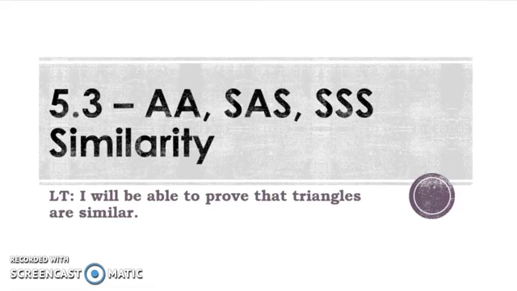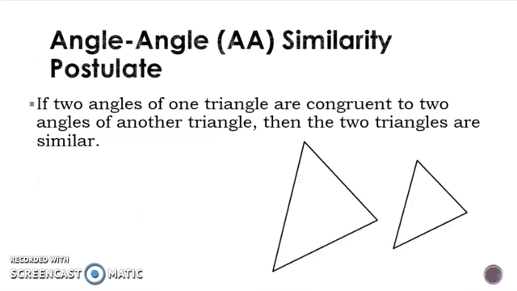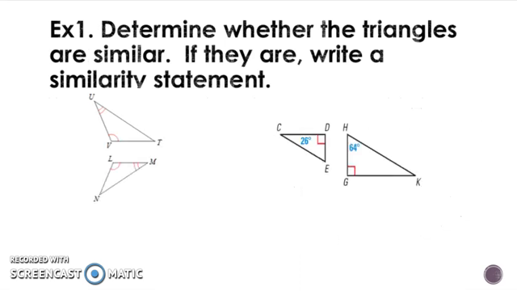Welcome back to 5.3. This is angle, angle, side, side, side, and this is all similarity statements. So first off, angle, angle: you're looking for two pairs of congruent angles to be the same. So in this example here, the first one, we have two pairs of angles congruent, so triangle VUT or UVT is similar to triangle MLN. And the similar symbol is just the squiggly mark.